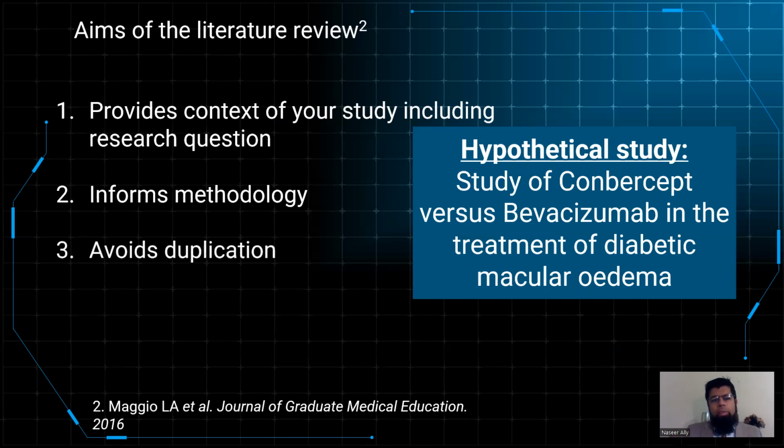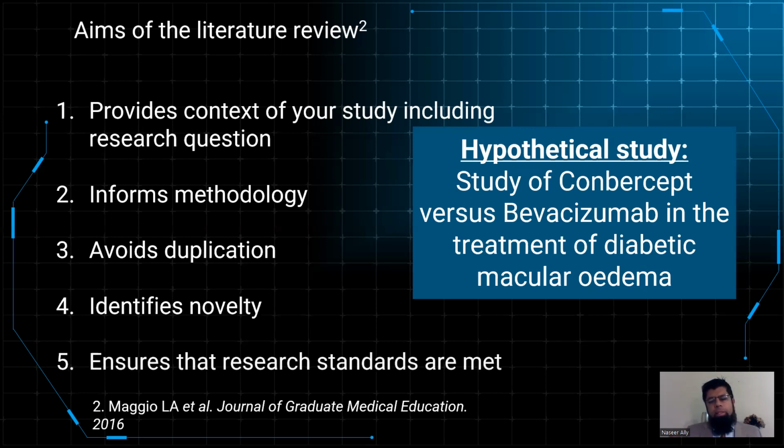It also avoids duplication. So if you do your literature search and you see that conbercept and bevacizumab have been compared directly in an RCT, this may not be a good study for you to pursue for various reasons. It also identifies novelty. So if you've seen that the study has been done before and you want to be at the cutting edge of research publication, you may decide that I don't want to pursue this further.